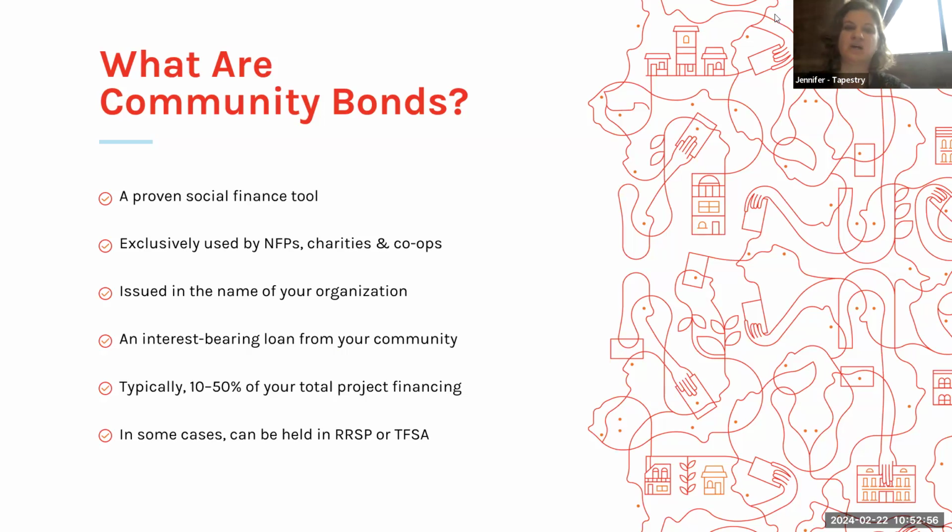They are an interest-bearing loan, and those rates of return depend on the organization and their capacity to offer a rate of return. And we'll get into how that is settled in a little bit as well. Most organizations will finance 10 to 50% of their project with a community bond. And in many cases, the bonds themselves can be held in RSP and or TFSA accounts, which is quite attractive to individual investors, as you can imagine.